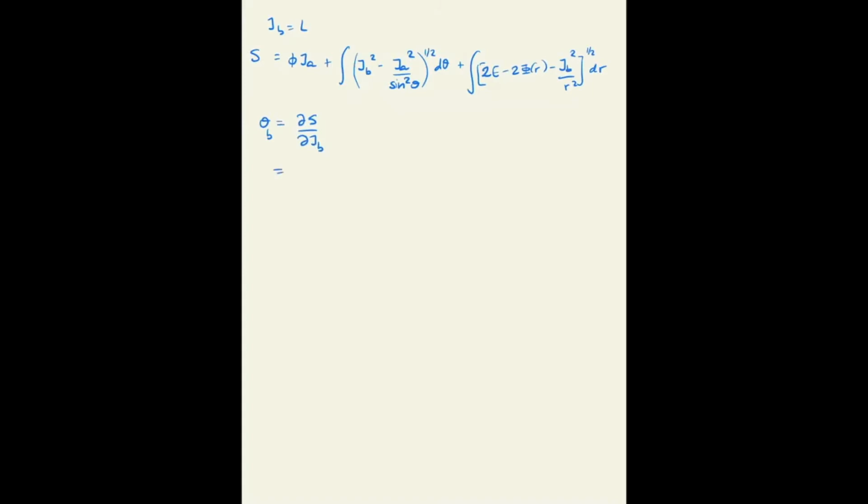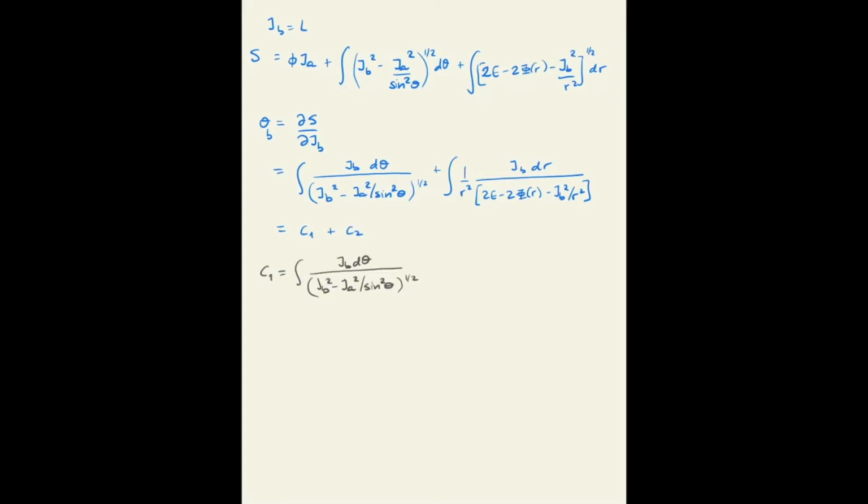Taking the derivatives of these square roots, we have two different quantities. Let's call them C1 and C2. C1 is the theta integral and C2 is the R integral. Let's do the theta integral first. We can integrate it in the same way that we integrated the integral in phi. We extract the JB from the denominator and write it in terms of the cosine of the inclination.